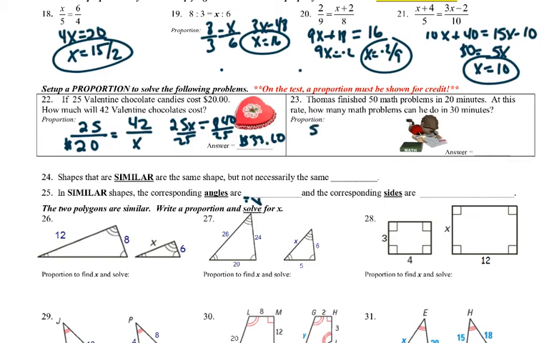He finishes 50 math problems in 20 minutes. How many math problems can he do in 30 minutes? If you cross multiply, 20x equals 1500, divide both sides by 20, and it turns out to be 75 problems.